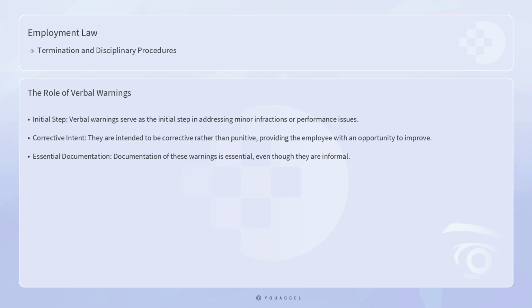Verbal warnings serve as the initial step in addressing minor infractions or performance issues. They are intended to be corrective rather than punitive, providing the employee with an opportunity to improve. Documentation of these warnings is essential, even though they are informal. This documentation serves as a record that the employee was made aware of the issue and given a chance to rectify it.